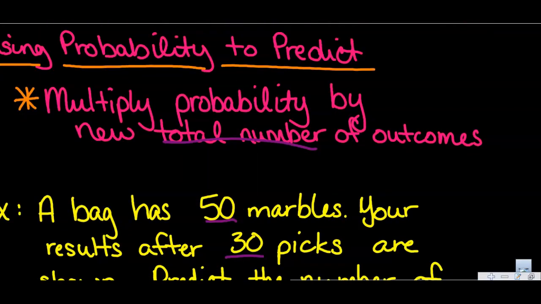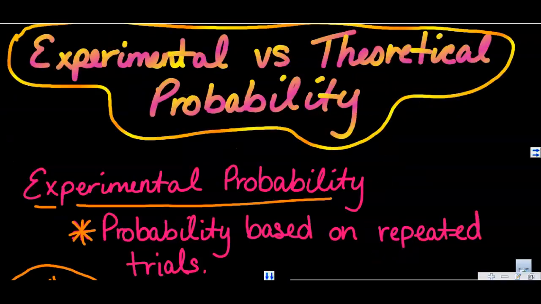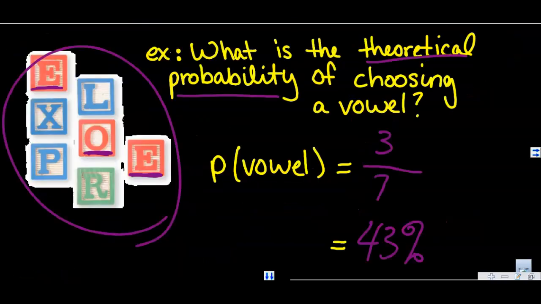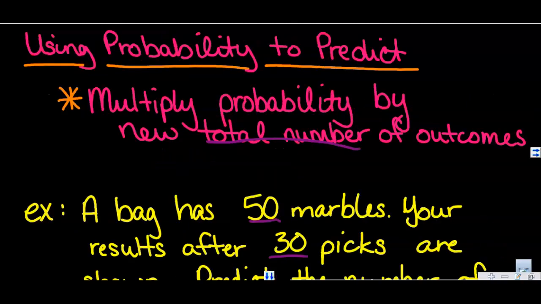In this video, we defined the difference between experimental and theoretical probability, figured out how to find each of them, learned how to compare them, and how we could use them to help us predict certain situations.